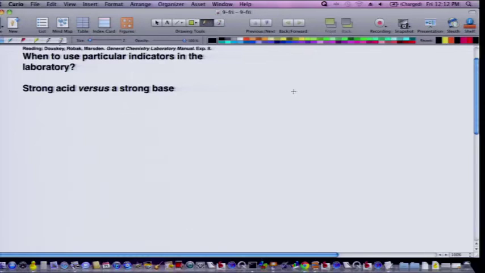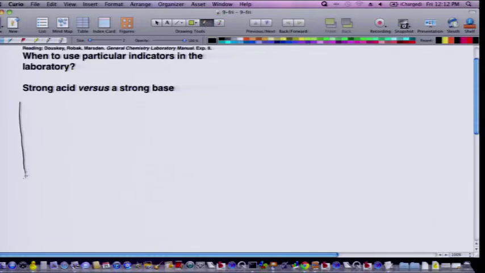All right. So last time I was sort of in a rush because I talked too quickly, and I want to talk about when we use particular indicators in the laboratory, and that depends on the type of acid-base titration you're trying to accomplish. I'm going to go through 3 different cases. I think there's a few cases in the lab manual as well, so you can compare and contrast what I'm talking about with what's in the lab manual. Certain times certain indicators work, and other times they don't.